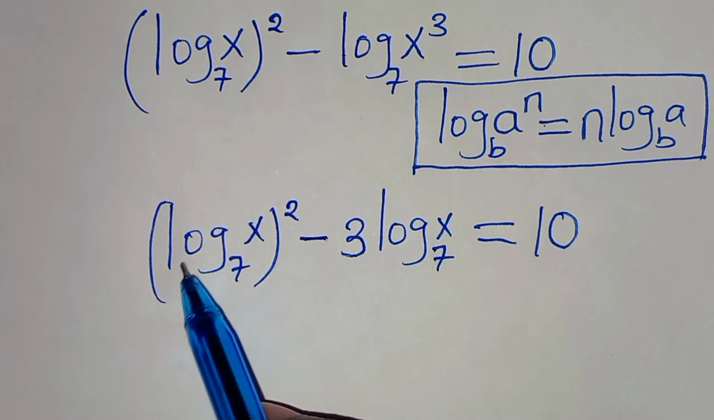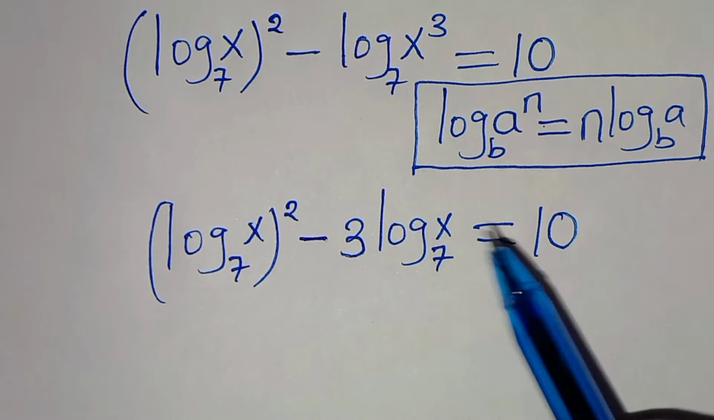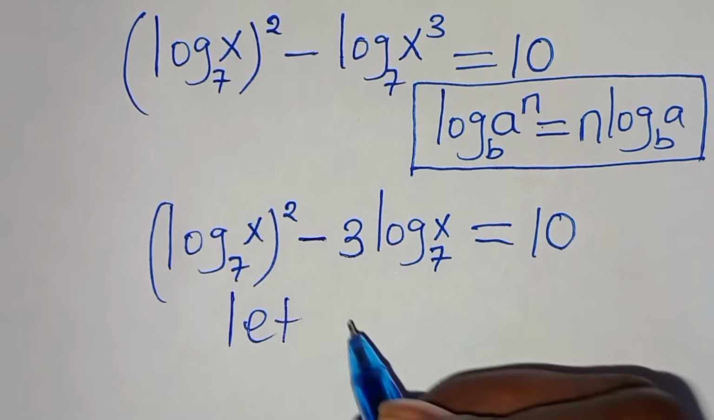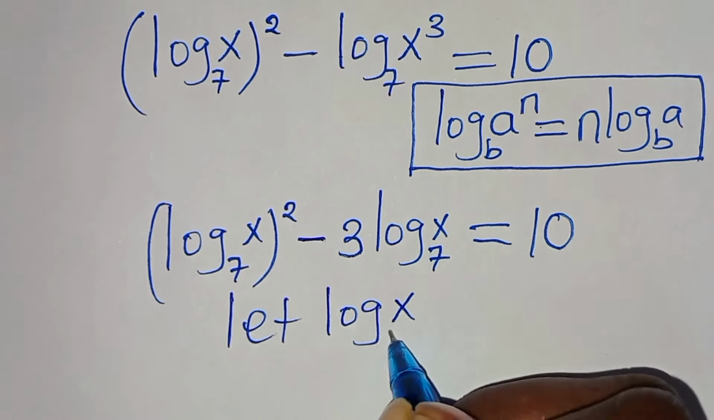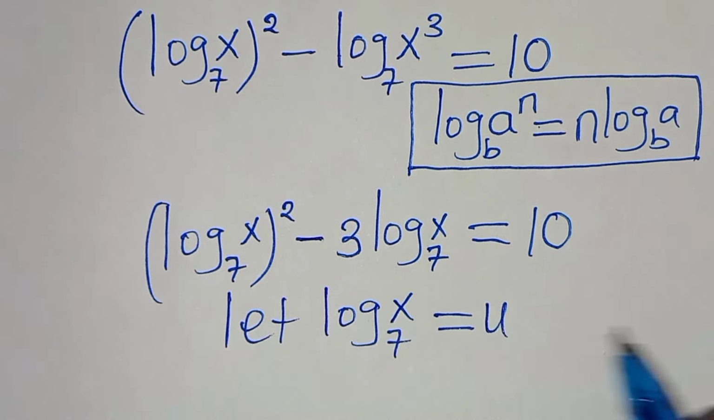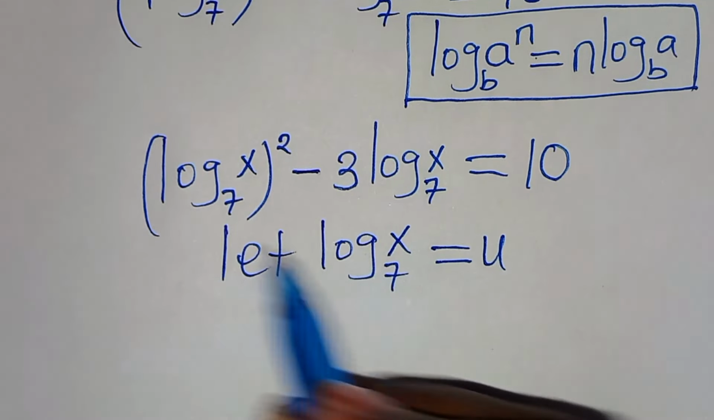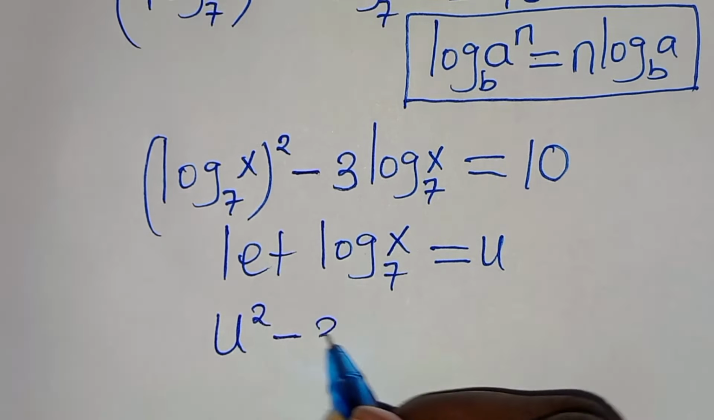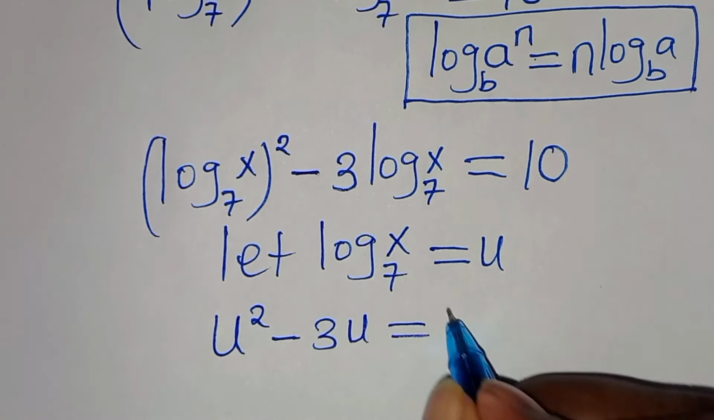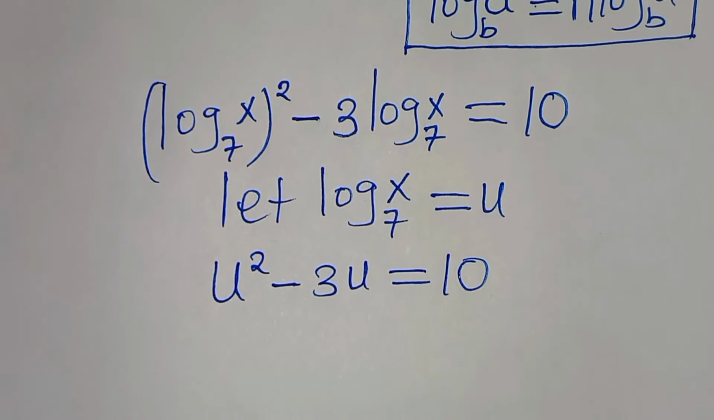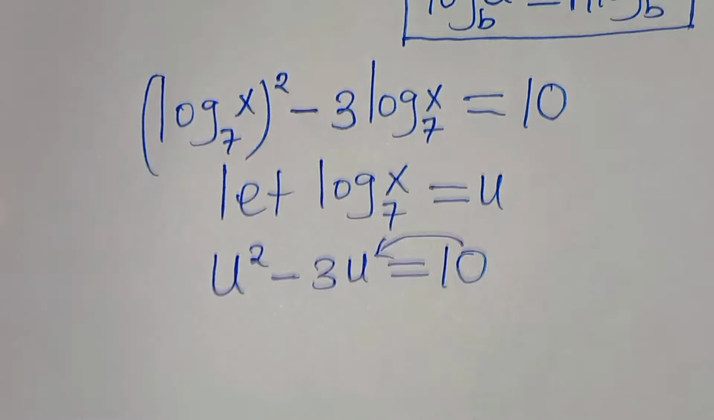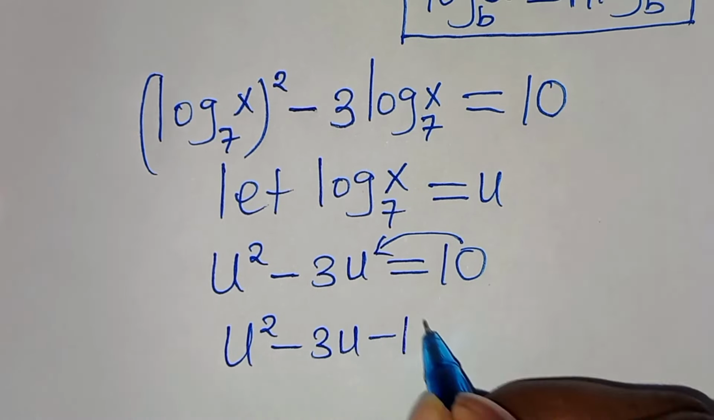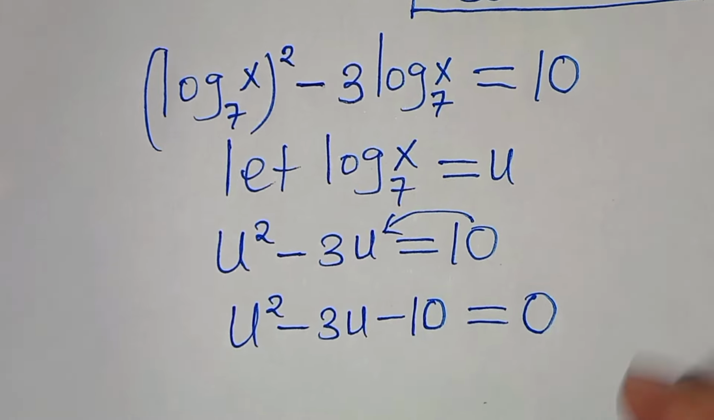Now you can see clearly here we have log x to base 7 and log x to base 7. So what we can do next is let log x to base 7 be equal to u. Substituting u in this equation, this becomes u squared minus 3u, and this is equal to 10. So let's take 10 to the left hand side, so that now we have u squared minus 3u minus 10 equal to 0.